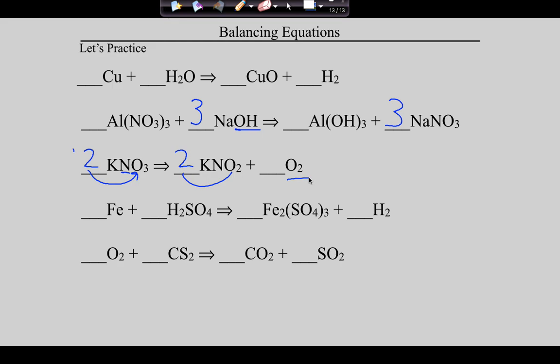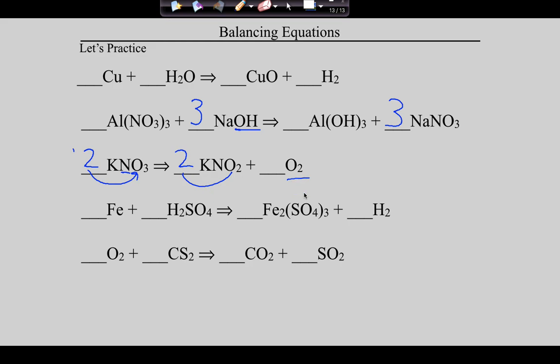Guys, let's say that again. Sounds like you stumbled on that one. So guys, how many oxygens do we have on the left? 2 times 3 is 6. How many oxygens do we have on the right? Well, here we have 4, 2 times 2. But here we have 2 more. 4 plus 2 is 6. And it balances. You guys okay?